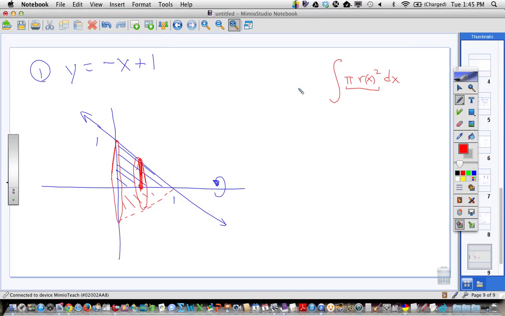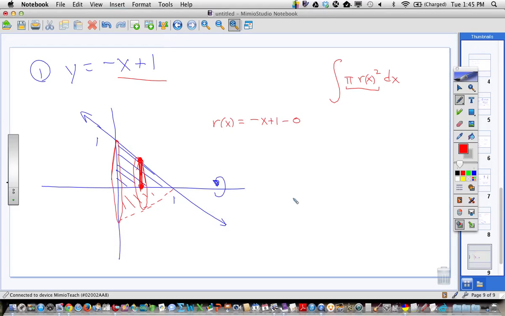So here's what I want you to get in the habit of doing. I want you to get in the habit of writing r of x equals, and what would that strip be? Well, it would be the top y value minus the bottom y value. What's the top y value? Negative x plus 1. What's the bottom y value? 0. So that strip is the radius.